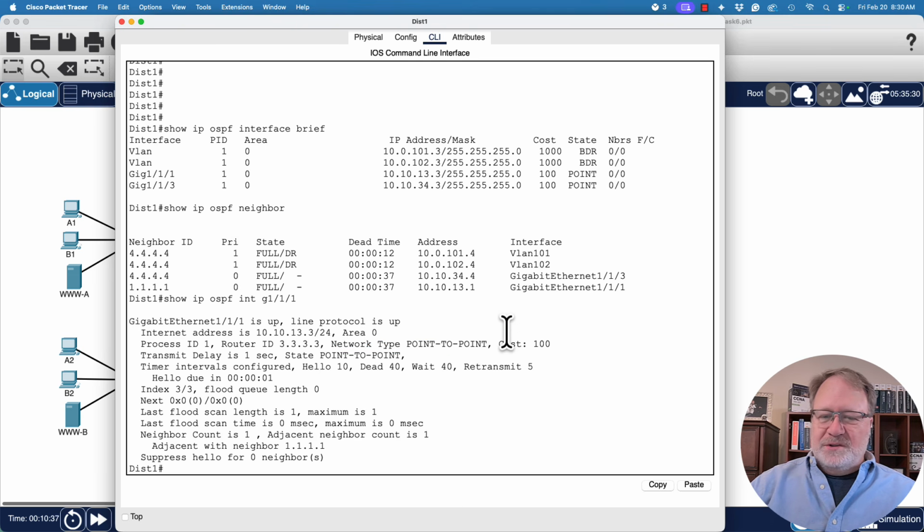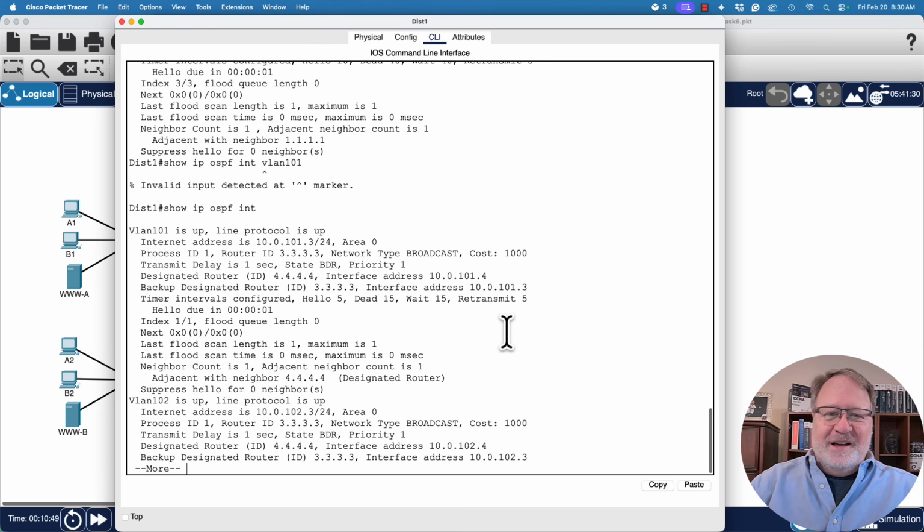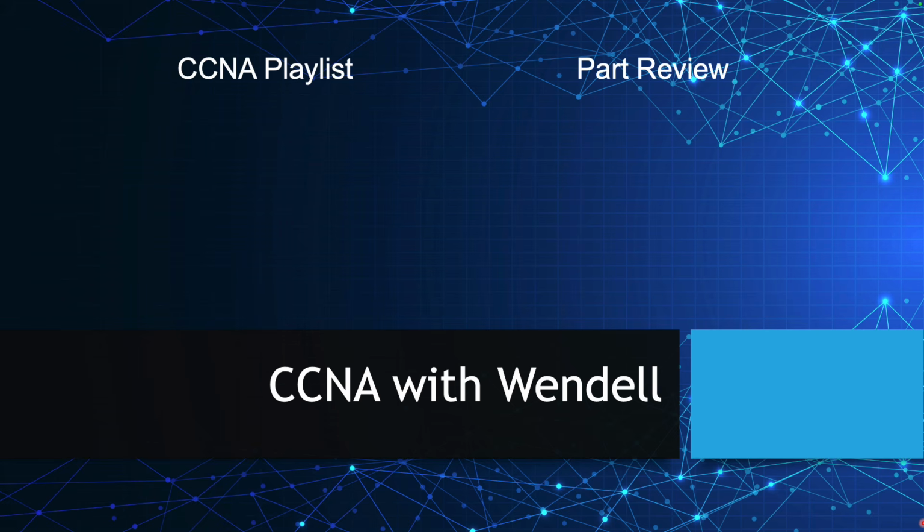But if we were to do that same command and refer to the VLAN interface, just to show you, it's rejected because Packet Tracer doesn't support it, a real switch would. But if we leave off the interface ID and just look up here, it's like, oh good, it gave us VLAN 101 as the first interface. And we can look down here and say our network type is broadcast, confirming that we left it as the default of broadcast. That's a long video, maybe one of the longest ever.